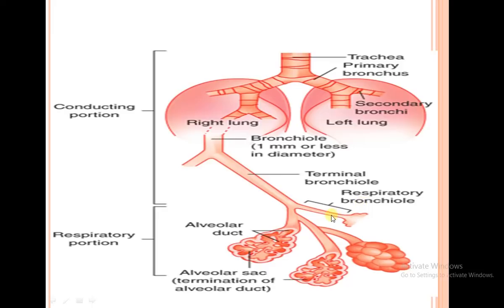The respiratory bronchioles again give rise to alveolar ducts. Now in the alveolar ducts, smooth muscles are not present. Similarly, the walls of the alveoli are also very thin, and there is just a single layer of epithelium resting on the basement membrane, and there are no smooth muscles in the walls of the alveoli.